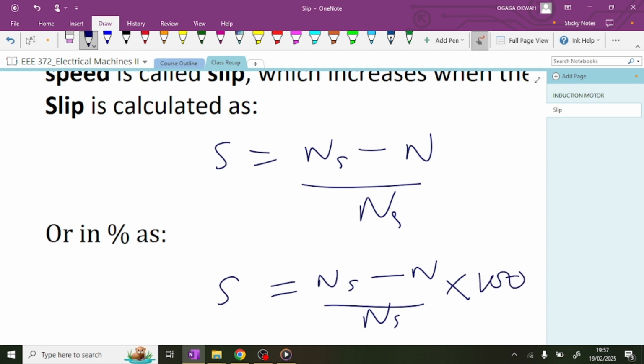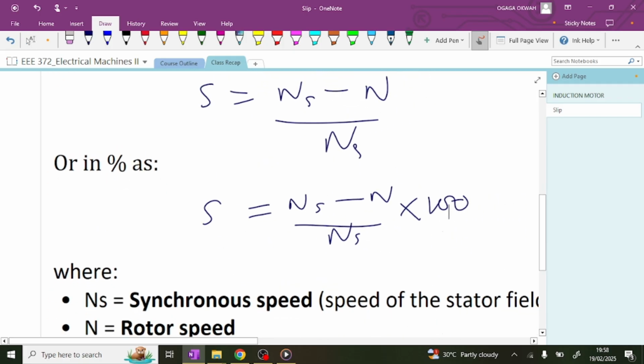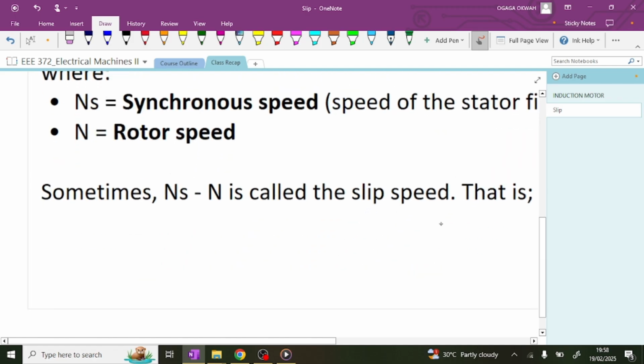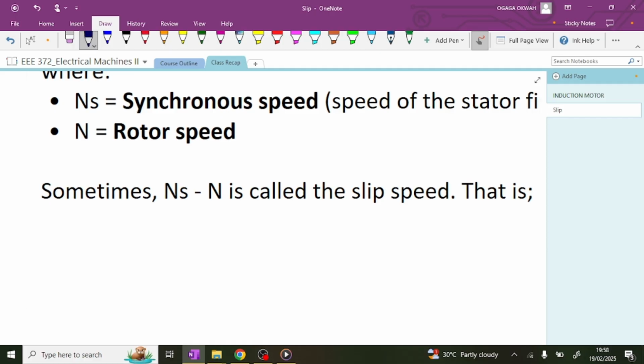You know this one is greater, ns is greater than n, always ahead. Sometimes we can just say ns minus n is called the slip speed. For this one, where we divide by ns, we say slip. But for slip speed, we can simply say s equals ns minus n.